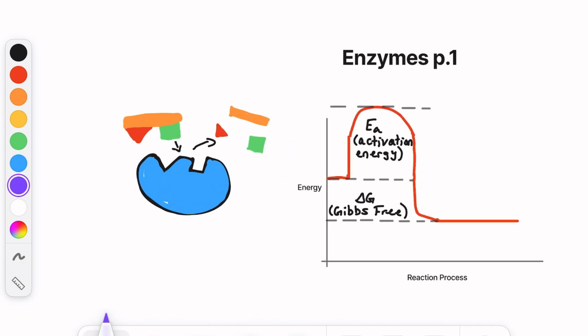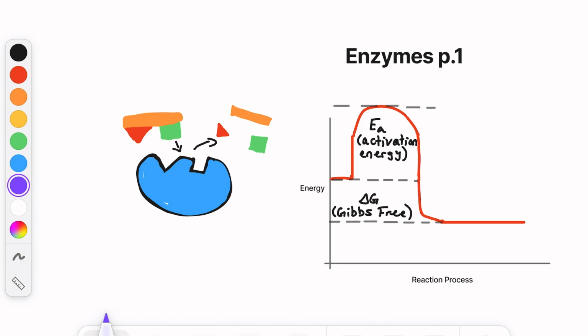So first off, what are enzymes? Enzymes just help a reaction go faster. That is it. They help it go faster. They don't change the equilibrium. They don't change the concentration of reactants or products. They just make it go faster.